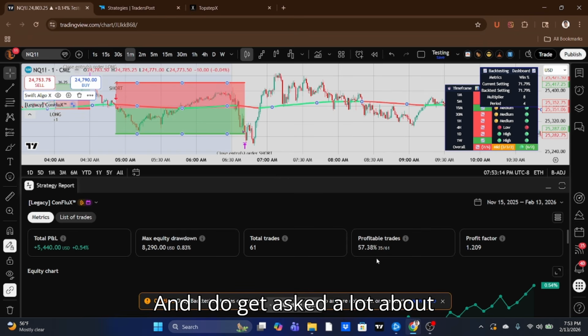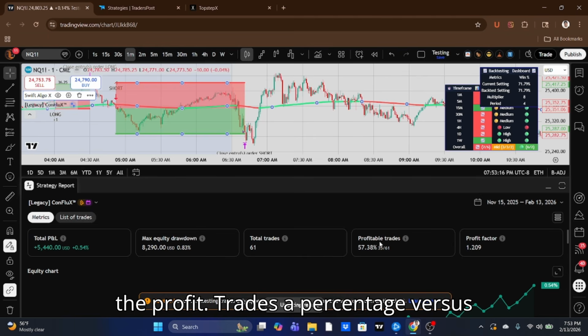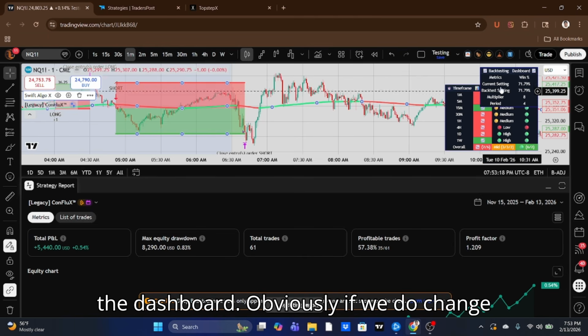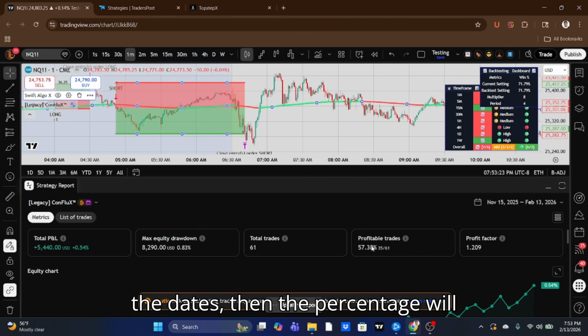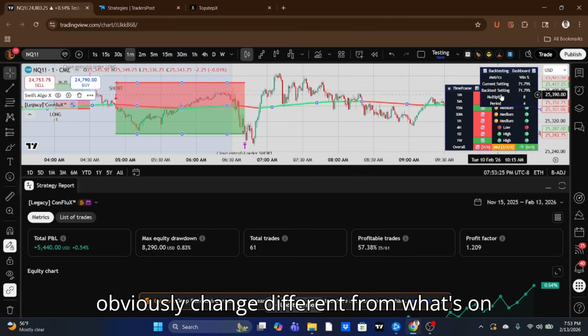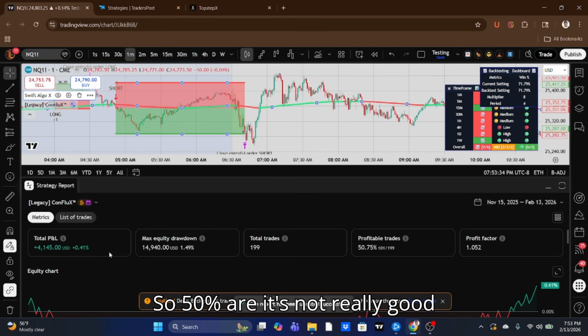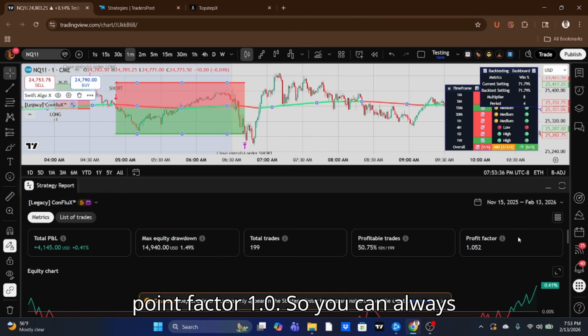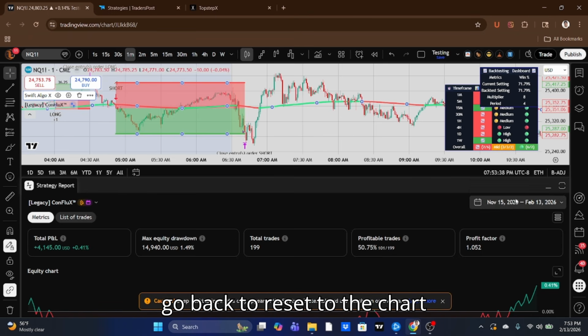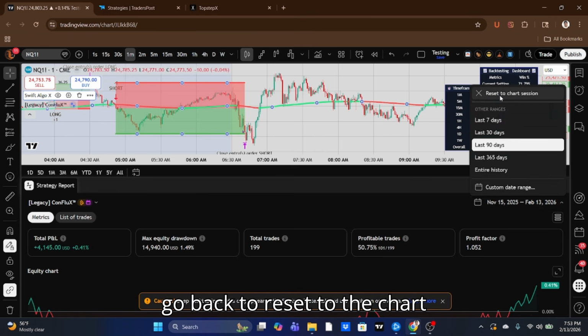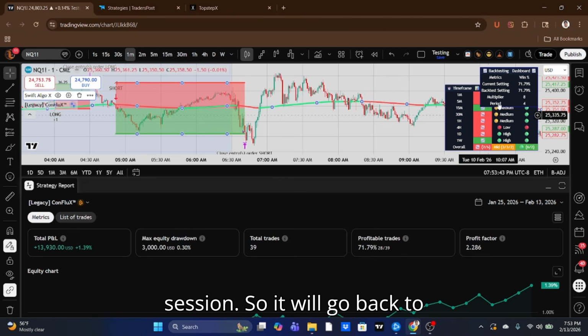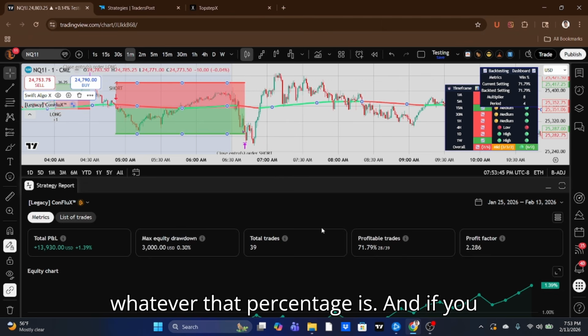And I do get asked a lot about the profitable trades percentage versus the dashboard. Obviously, if you do change the dates, then the percentage will change, different from what's on the dashboard. So let's give it a couple of seconds. So 50%, it's not really good. Profit factor 1.0, so you can always go back to reset to chart session. So it'll go back to whatever that percentage is.